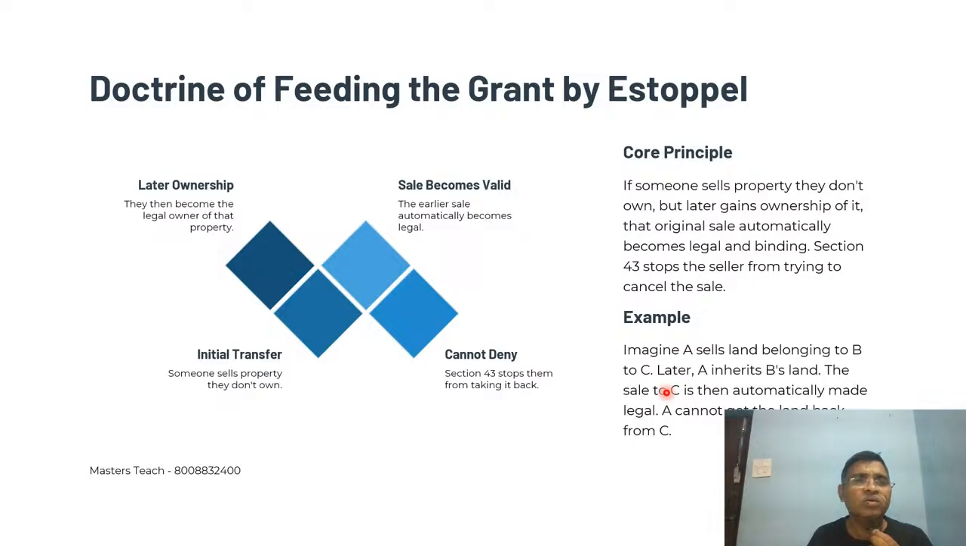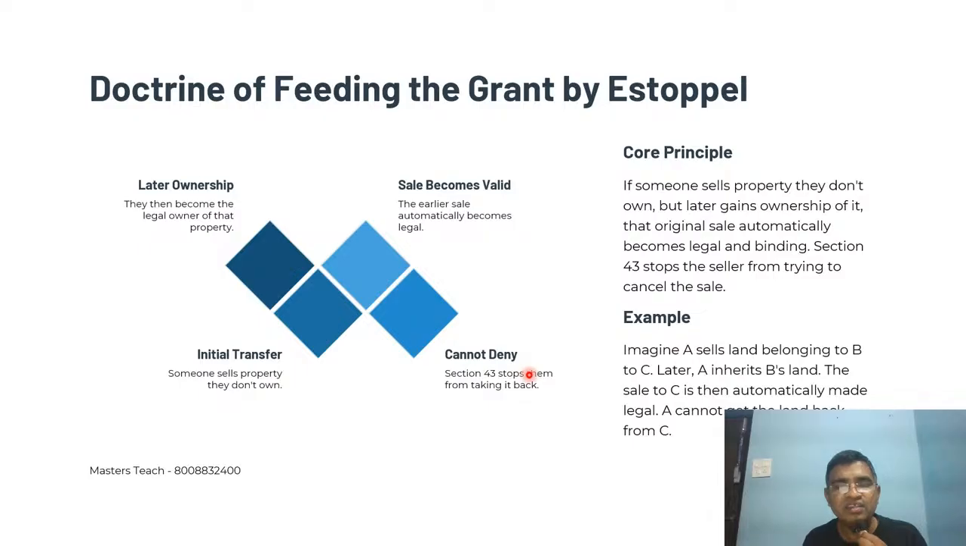Okay, so here the later ownership: they become the legal owner of that property. The sale becomes valid. The earlier sale automatically becomes legal. Okay, initially someone sells the property they don't own.